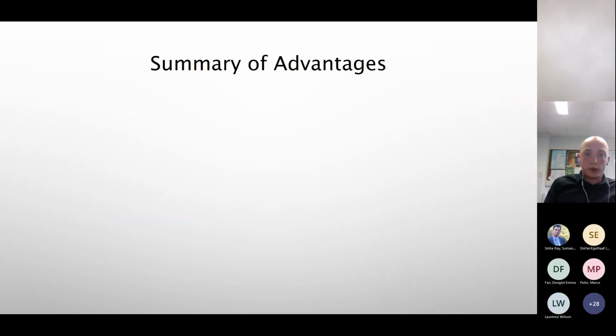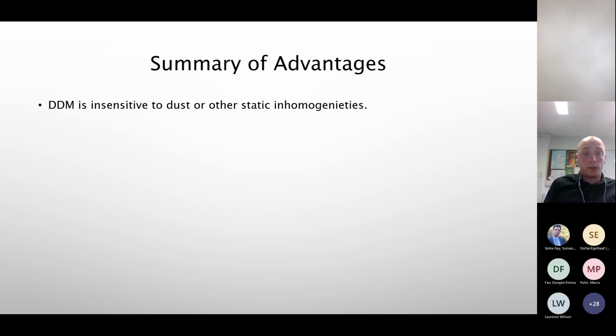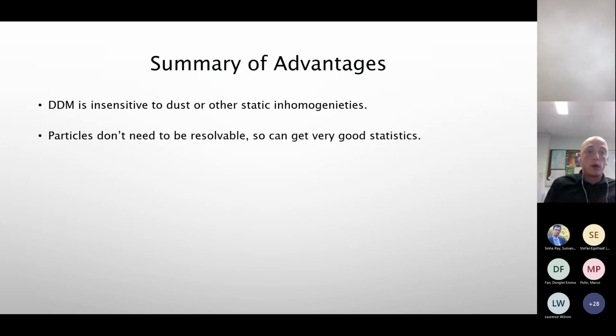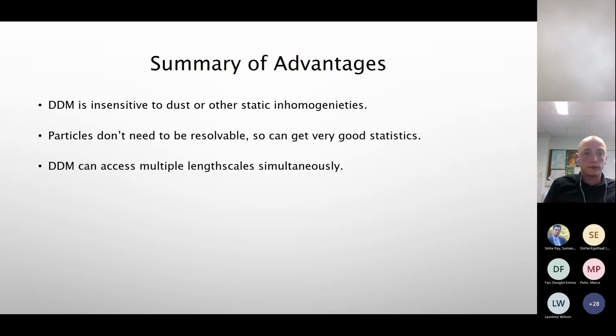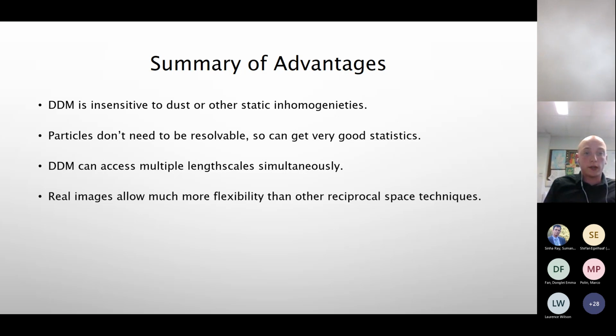So summarizing, effectively, this has largely been a sales pitch. I'm going to finish off by summarizing the advantages. It shares a lot of these with DLS and particle tracking. But unlike DLS, for example, DDM is insensitive to dust or other static dirt on the capillary. That can ruin a DLS experiment, but not in particle tracking. However, in DDM, you don't need resolvable particles, so you can get very good statistics compared to something like particle tracking. You get access to multiple length scales, and I've shown that this is powerful with the gel example.